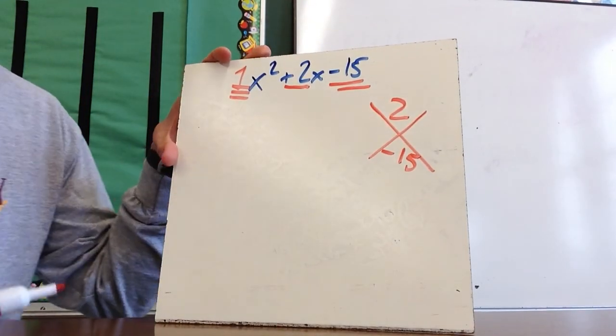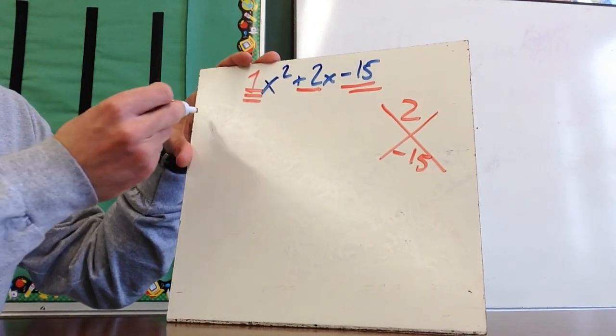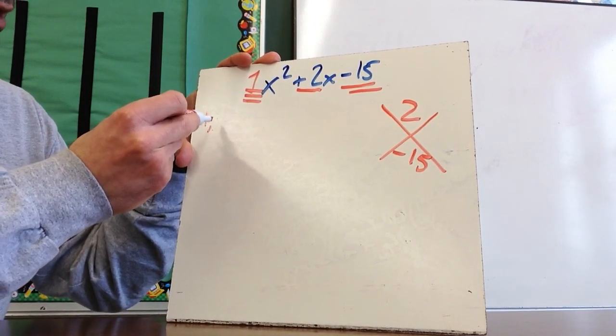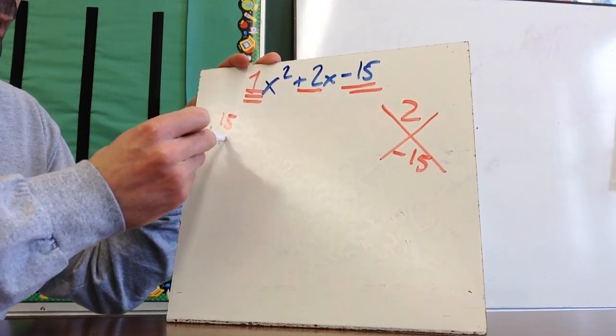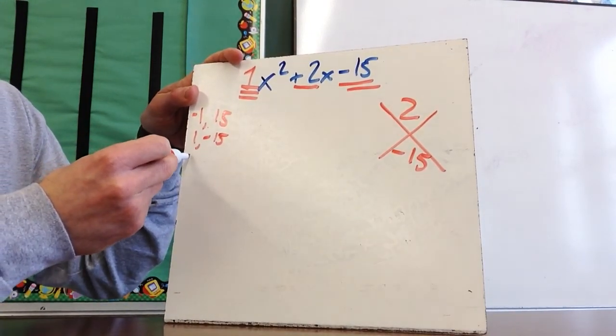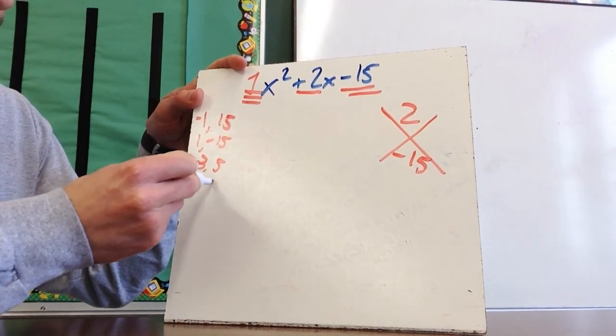So I need two numbers that when multiplied together give me negative 15, but when added together would give me a positive 2. So you might have something like negative 1 times 15, 1 times negative 15, negative 3 times 5, 3 times negative 5, right?